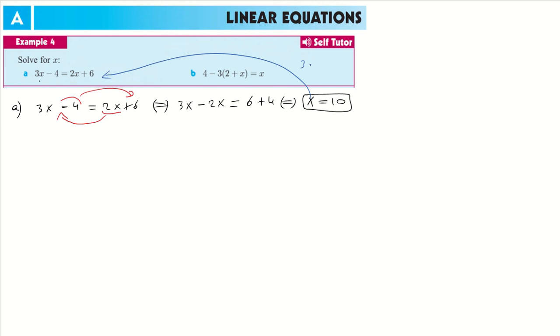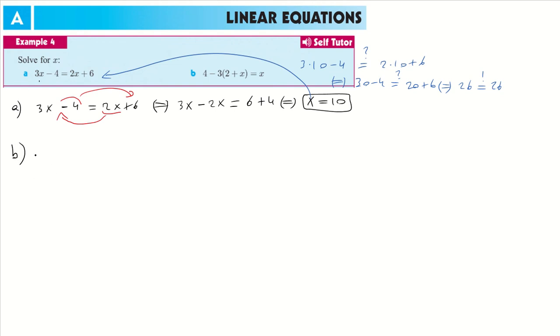So 3 times 10 minus 4 should be equal to 2 times 10 plus 6. So 3 times 10 is 30. Minus 4 should be equal to 20 plus 6. So I get 26 on the left hand side and 26 on the right hand side, and the answer is correct.